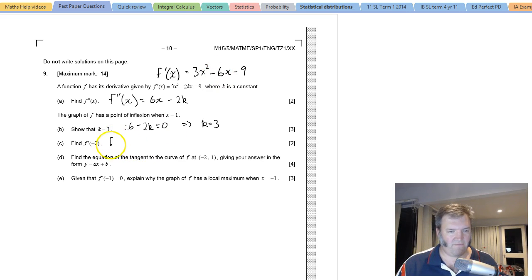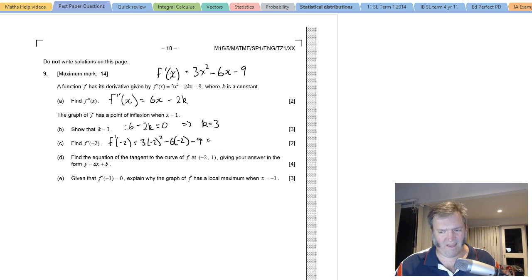That's good. F dash of negative 2 is going to equal 3 by negative 2 squared minus 6 by negative 2 minus 9. Again, excuse my working here. You would show your working down the page, not going across like that. It's a little bit naughty, but I'm just trying to keep it so you can see the questions. Negative 2 squared is 4 by 3, so that's going to be 12. Negative 6 by negative 2 plus 12 minus 9. 24 minus 9 equals 15.